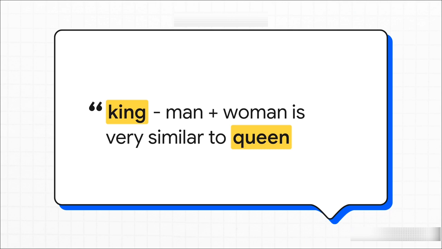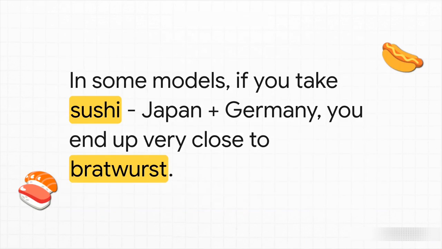It's wild. And it's not just for abstract ideas like that. The model learns cultural relationships just from reading all that data. Get this. In some models, if you do the math for sushi minus Japan plus Germany, you get bratwurst. It has figured out this connection between a food and its country of origin all on its own.